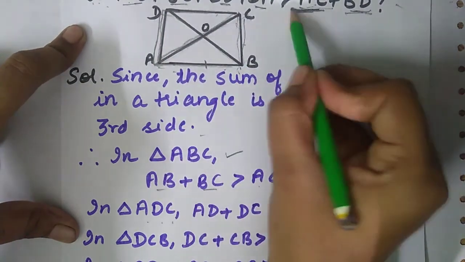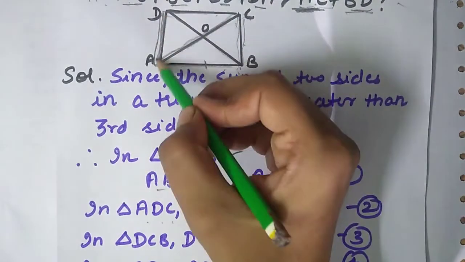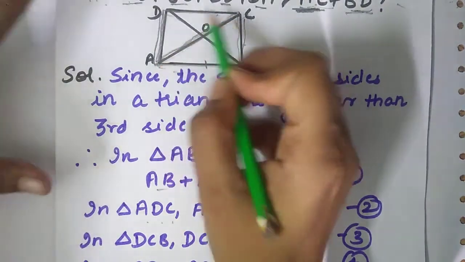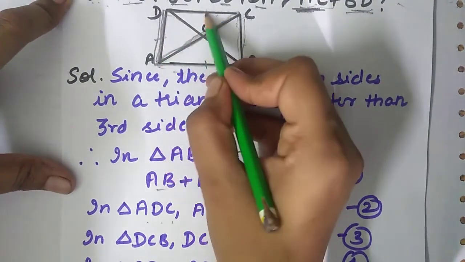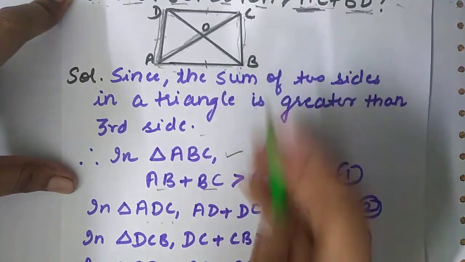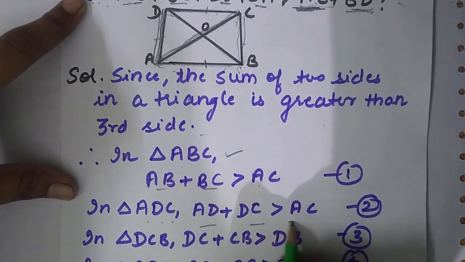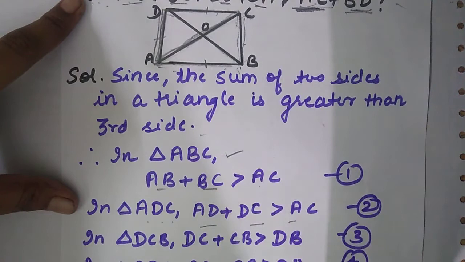Now as I need AC again, so I will take ACD. Now AD plus DC is greater than AC. Okay, AD plus DC again greater than AC because of triangle inequality.